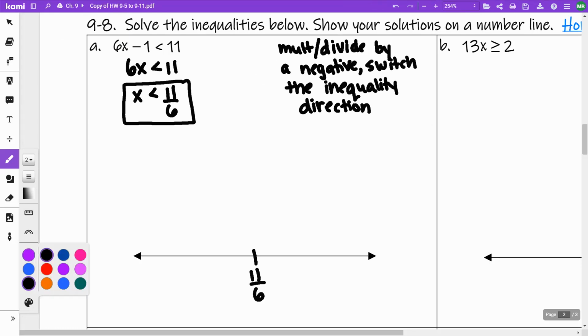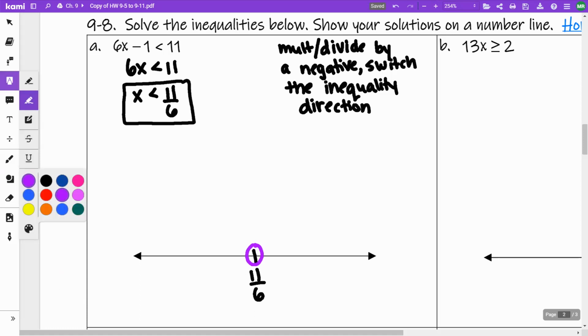We need to decide if this is open or closed. This is going to be open because it doesn't have the equal underneath it. So without the equal, it's not going to be closed. It's going to be open. And x is less than 11/6. I am going to be shading this direction. And that is our graph.